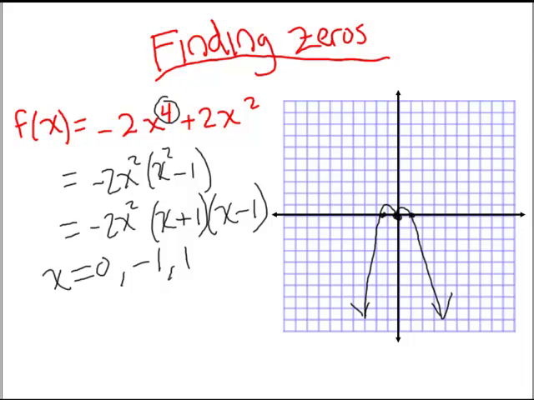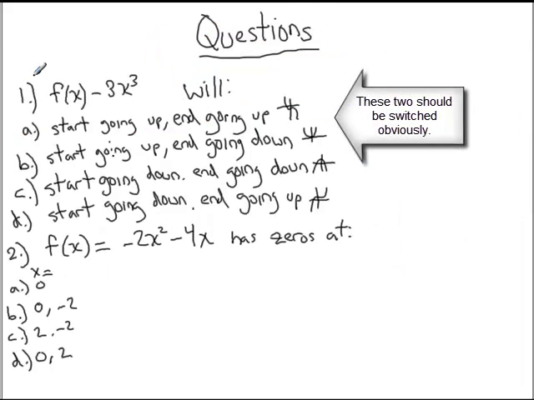Basically what we're doing here is we're just understanding what the function looks like. Finding the zeros can help us. Looking at the leading coefficient can help us. And looking at the power can help us as well. And that's all we're going to talk about for now. We'll get more into it later.